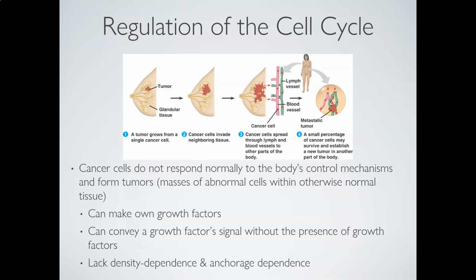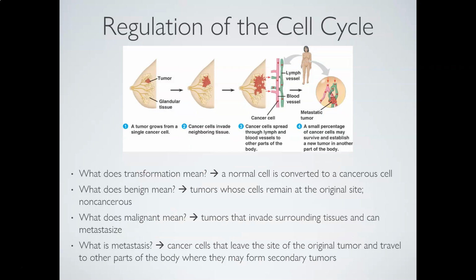They can, as a result, lack that density dependent inhibition, lack that anchorage dependence, and that's where we get those masses of tumors that come from traditional cancer diagnoses. We're looking for those tumors. Where are they? They'll often go in and biopsy them to see whether or not they're benign or malignant, and then they start worrying about whether or not those cancer cells are capable of spreading.